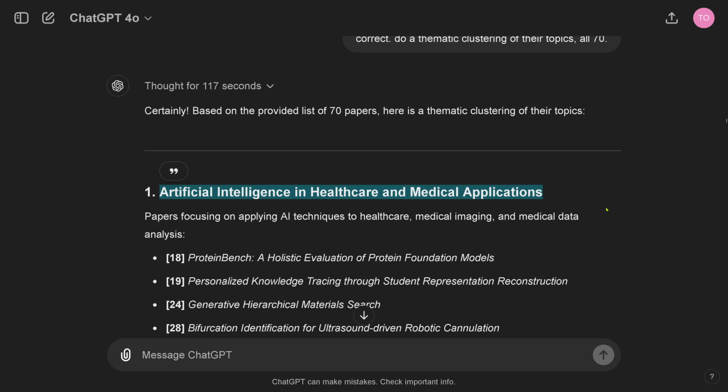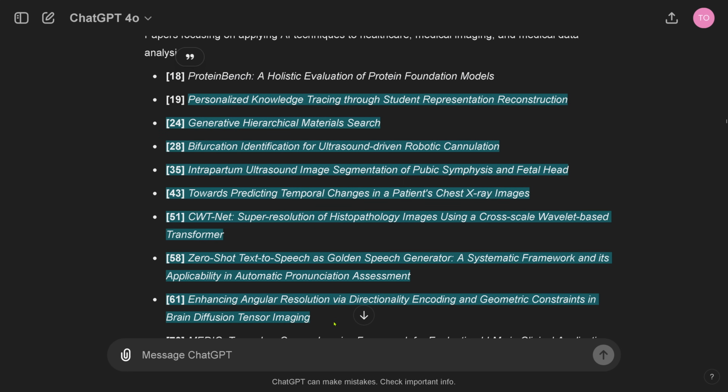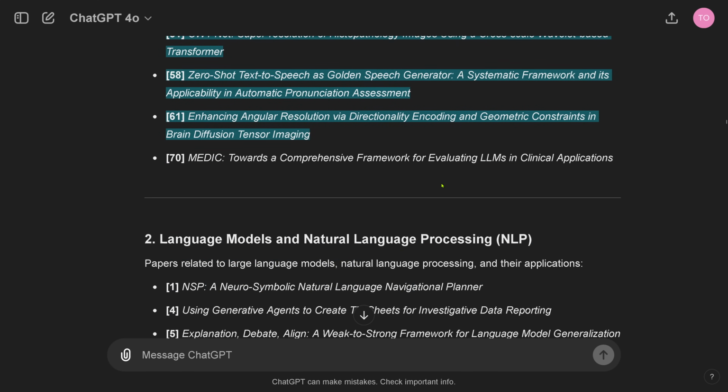And I have to tell you this is correct, because what I read now every day on new AI research, healthcare and medical is the dominant topic of real-world application of AI. And it gives you here the number of the paper, it gives you here the title here. And as you can see, because I had to read those 70 papers, this is really here the papers and this is the correct title.